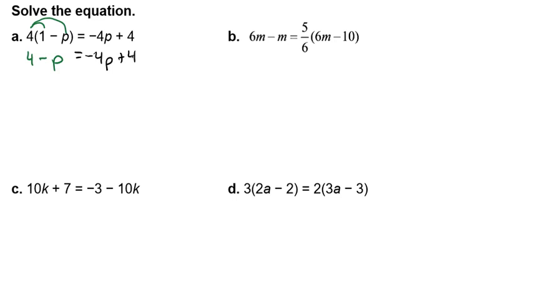Oh, there's something wrong with my distribution there, isn't there? We have to make sure we take the 4 to each piece. So we have 4 minus 4p equals negative 4p plus 4.